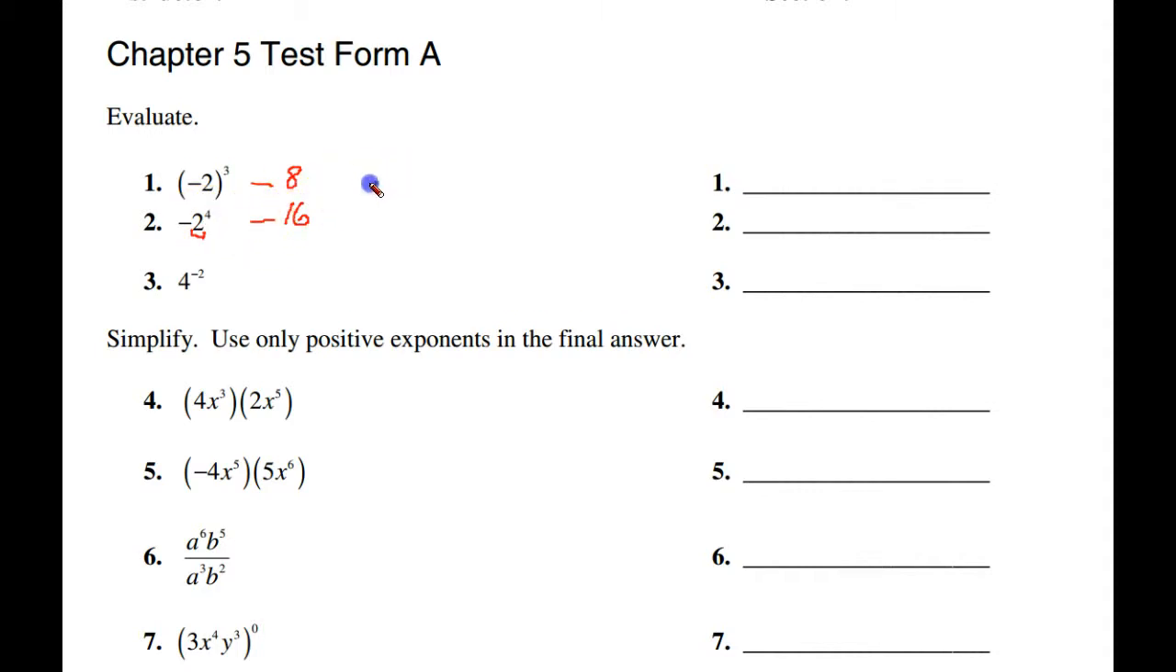Now, just to give you some background on that, if that were a -2 in parentheses to the fourth, now we're raising something with a negative sign to the fourth power, which is even. This would be a +16. So notice the difference. That could be a little tricky. You have to watch the signs carefully and the rules that you're operating under.